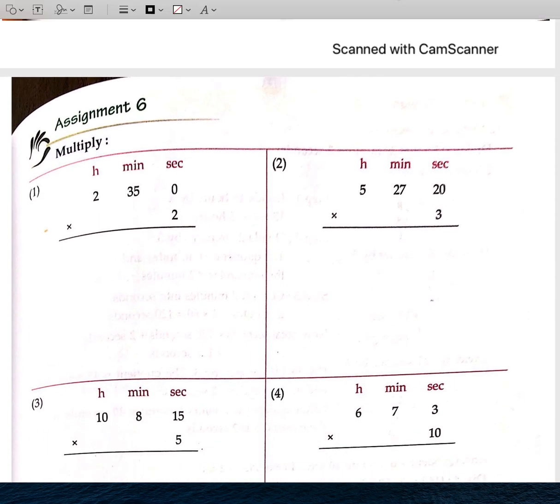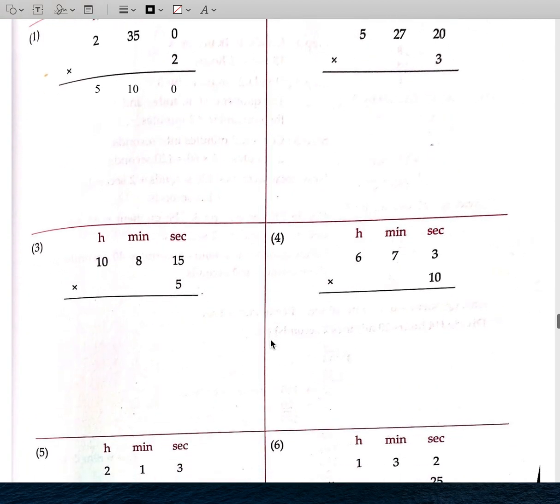So let's solve. This is the first one we are going to do. 2 into 0 is equal to 0, 35 into 2 is equal to 70, and 2 into 2 is equal to 4. Now as we can see, 70 is more than 60, so it has 10 more. That means this will become 10, and 60 will be carried over here, and 4 will become 5. So our answer is 5 hours, 10 minutes and 0 seconds.